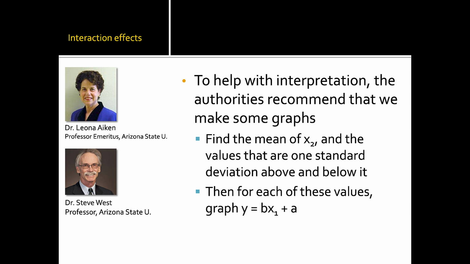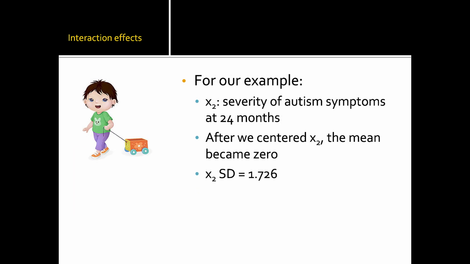First, you find the mean of x2. x2 was severity of autism symptoms for us. Well, of course, we centered that variable, so the mean is going to be 0. And then you just go and find the standard deviation, and you go +1 and -1 on that standard deviation. And then for each of these values, you make a graph. And so I'll show you what the setup was here for our example.